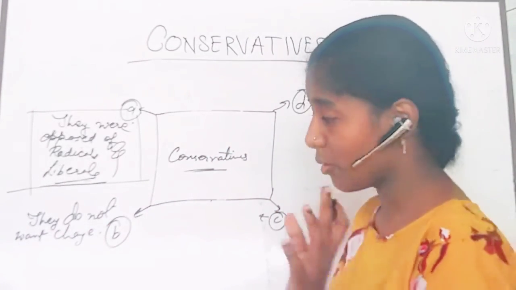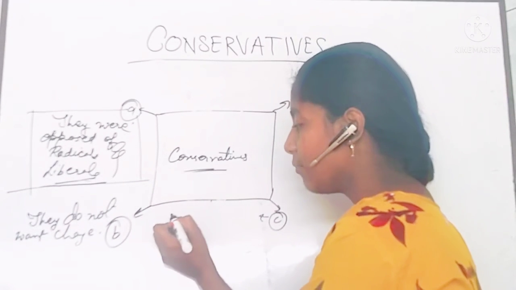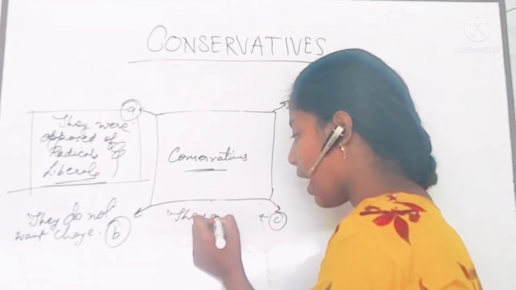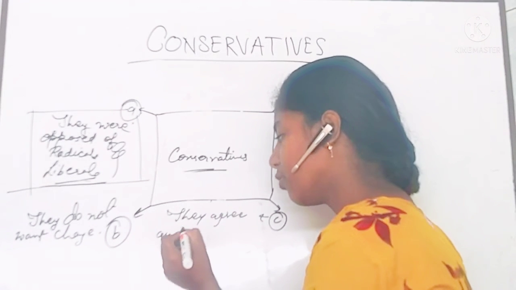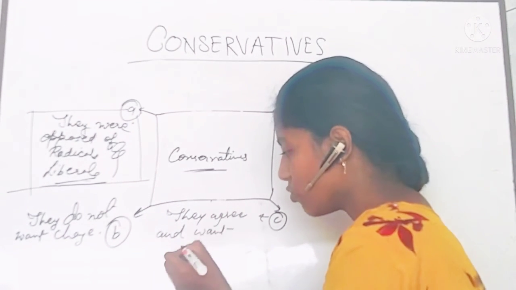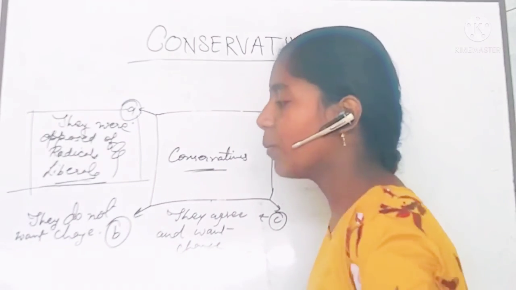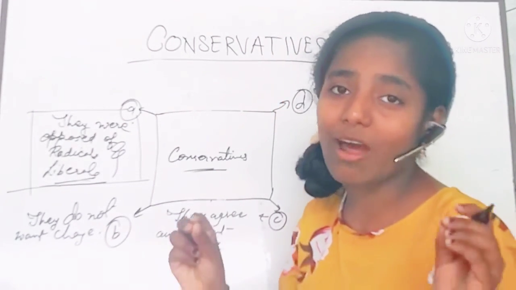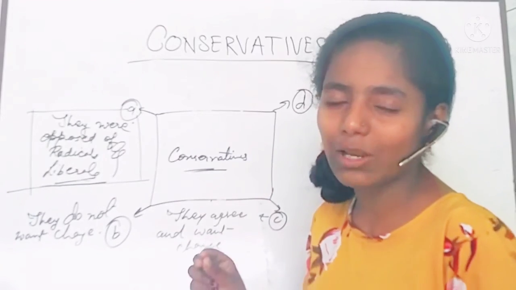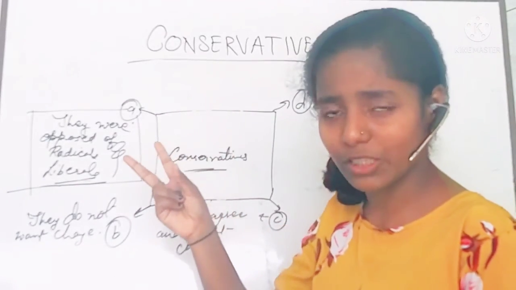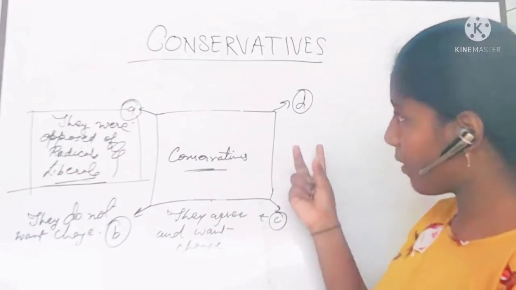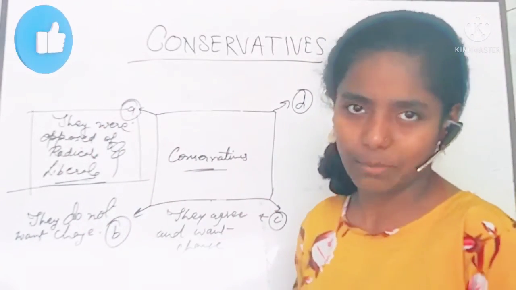B part, then C part was there. They do not want change, but after some time they agree and want change. These were the points which I am writing. You can write them in your examination and get marks for whatever questions come. Like if a 5 marks question is there, if you write the 5 points which I am going to tell you, you can get the marks easily.